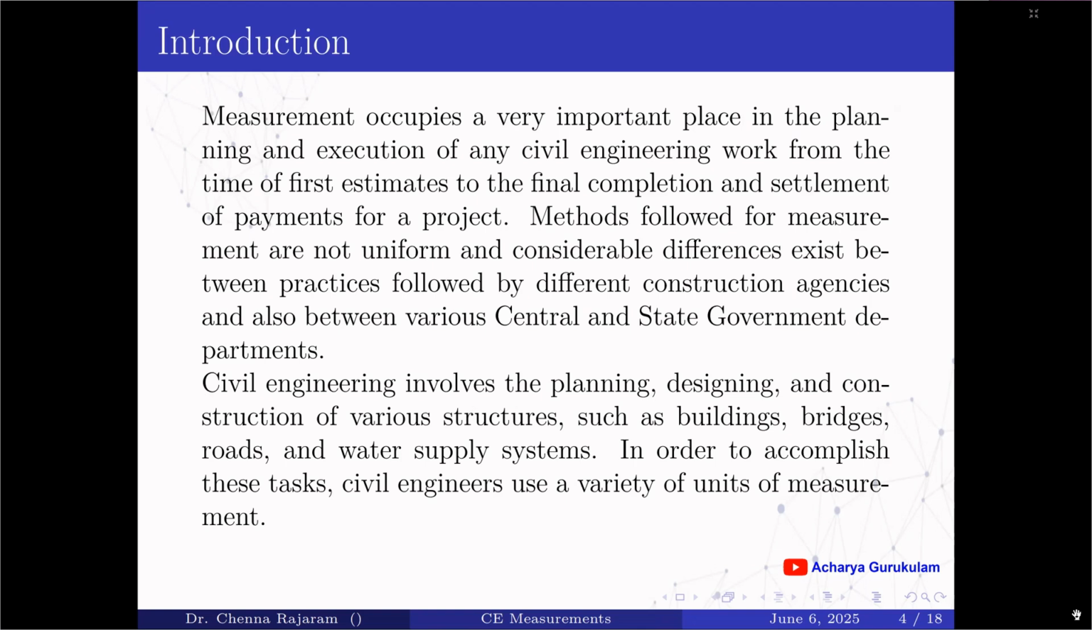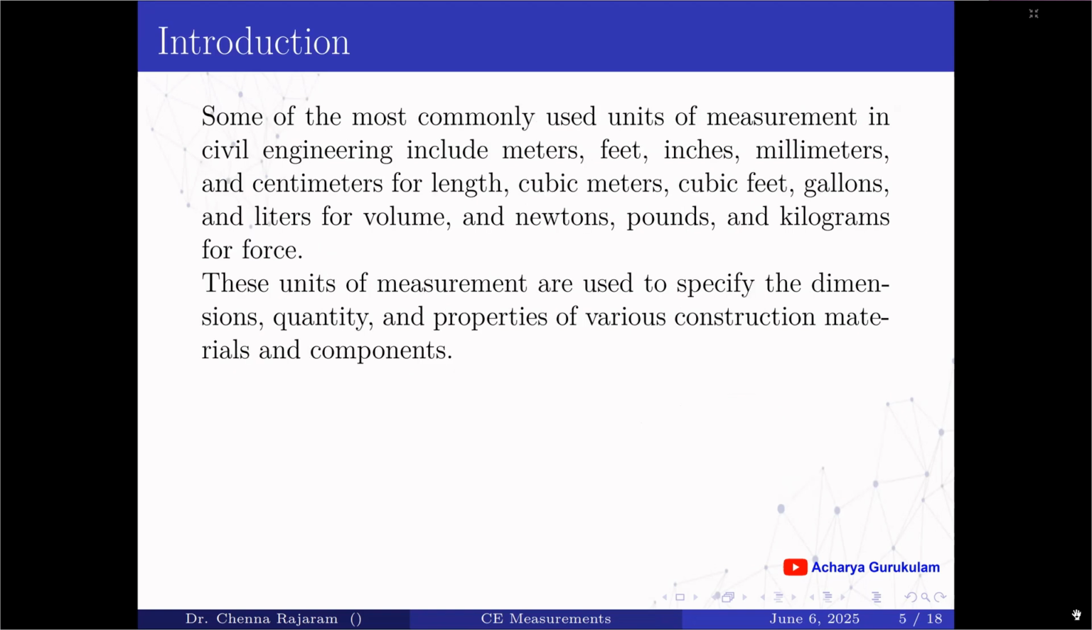Civil engineering involves the planning, designing, and construction of various structures such as buildings, bridges, roads, and water supply systems. In order to accomplish these tasks, civil engineers use a variety of units of measurement. Some of the most commonly used units include meters, feet, inches, millimeters, and centimeters for length, cubic meters, cubic feet, gallons, and liters for volume, and newtons, pounds, and kilograms for force. These units are used to specify the dimensions, quantity, and properties of various construction materials and components.